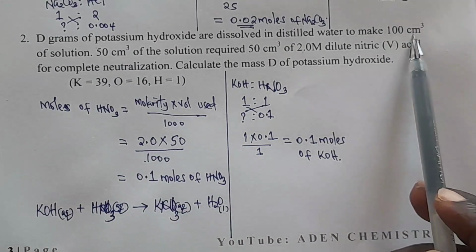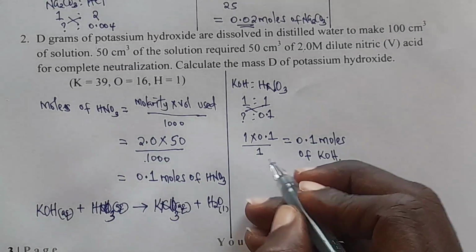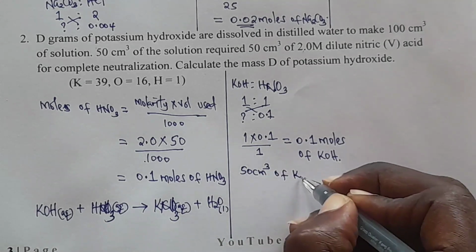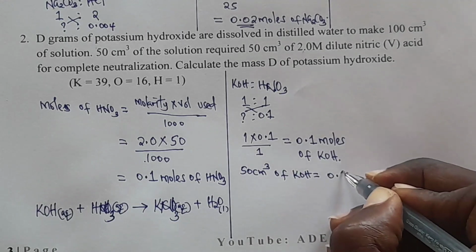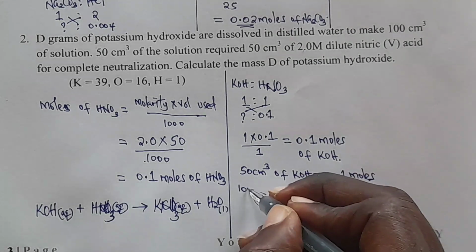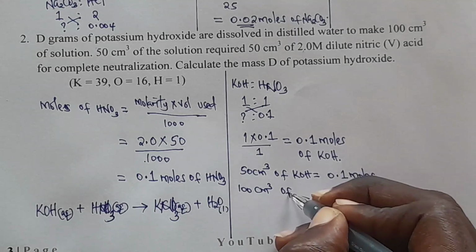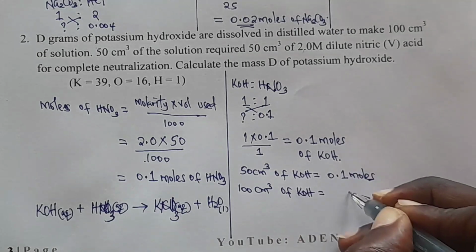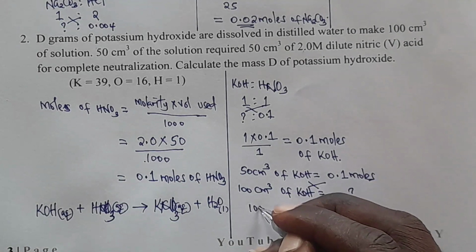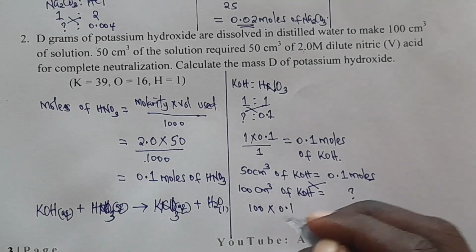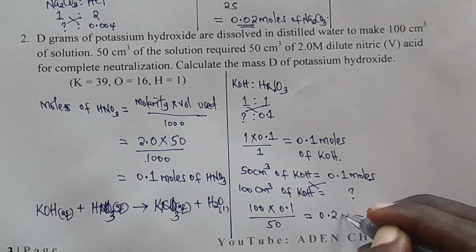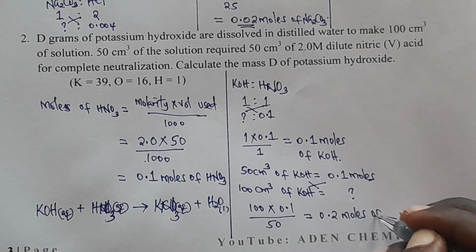So what about 100 centimeter cube of that potassium hydroxide? So we are going to relate: 50 centimeter cube of potassium hydroxide has number of moles of 0.1 moles. So we ask ourselves, what about 100 centimeter cube of potassium hydroxide? What will be its number of moles? So we cross multiply. There we are going to get 100 multiplied by 0.1 divided by 50. So here we are going to get 0.2 moles of potassium hydroxide.